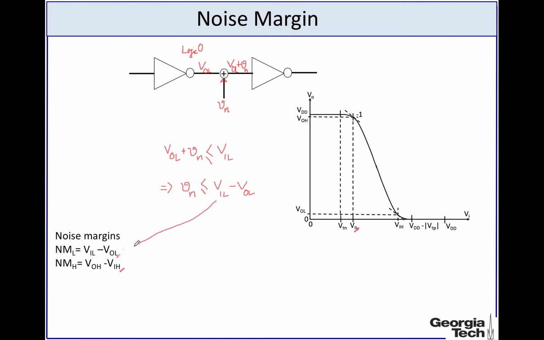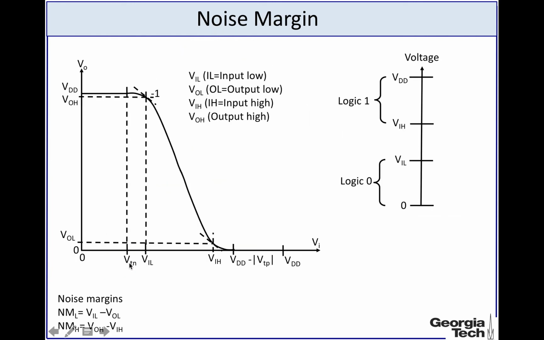the noise margin low. And similarly, when the logic level is supposed to be 1, you can do the same analysis, and then you can say that the noise margin that the inverter can sustain, the maximum magnitude of the noise that it can support without the inverter failing, is VOH minus VIH. Okay.